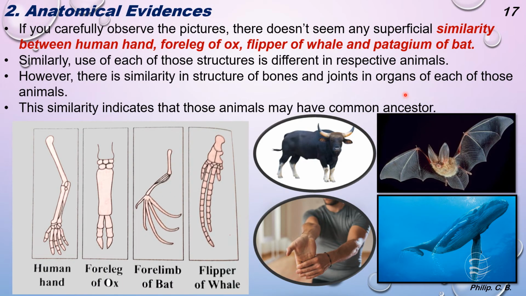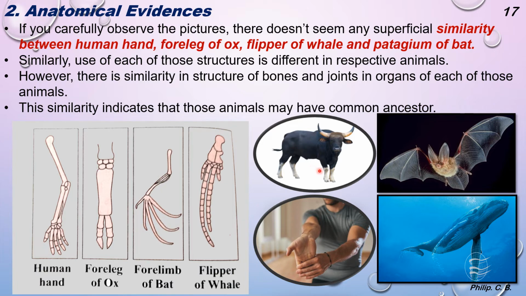Second is what? Anatomical evidence. Now students, first was what? Morphology, external. Now anatomical. What is anatomical? From the image it is easier to understand. The bones of the hand in case of human or ox, or in case of bat, in case of whale. If you see, the anatomy part is almost similar, only the shape of the bones might differ.